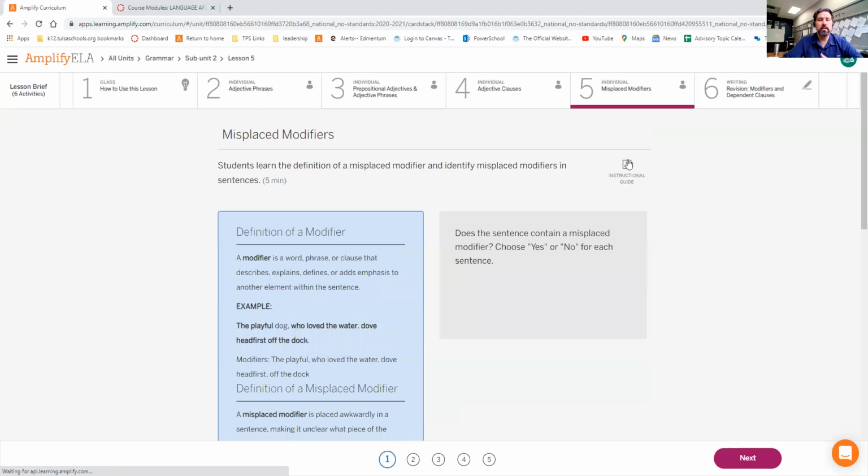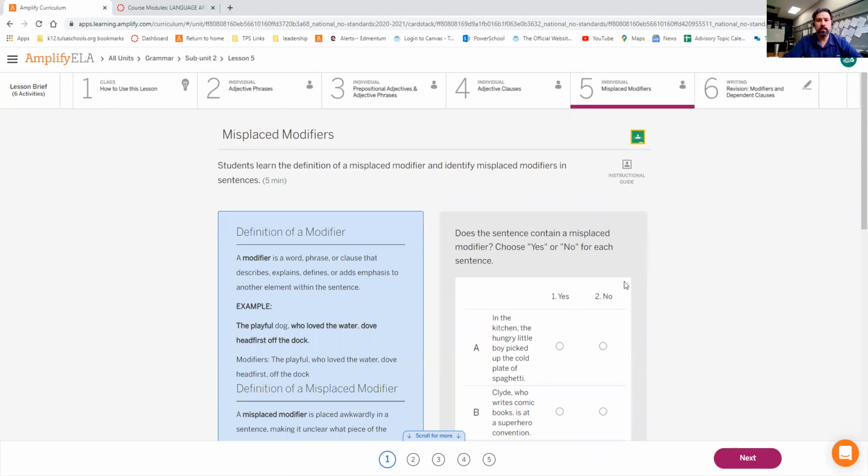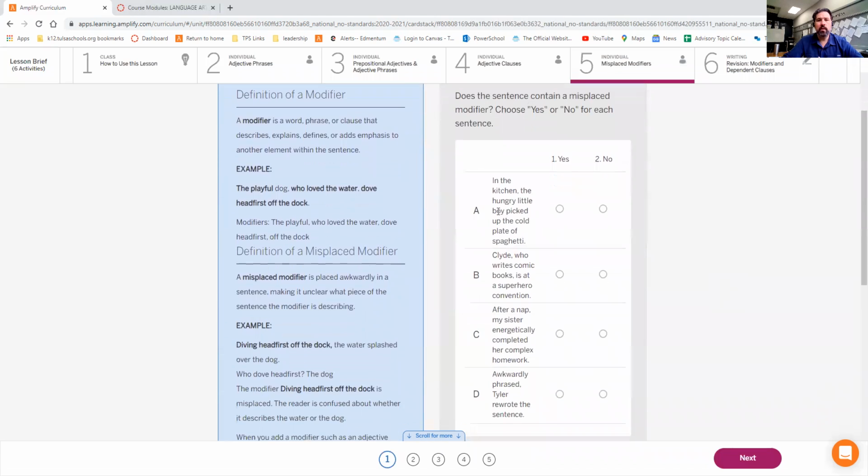We'll go to number 5. This is a tough one, but this is also a really important thing to get straight. Misplaced modifiers make things confusing, okay? I don't necessarily like the first example because it's not that bad, but the last one here is. So I'm gonna go through these real fast. When you put a modifier in the wrong spot, people might think you're describing something else, and I'll show you what I mean by that. In the kitchen, the hungry little boy picked up the cold plate of spaghetti. It should instead say, the hungry little boy picked up the cold plate of spaghetti in the kitchen. Because what was in the kitchen? The spaghetti. The little boy may or may not have been, but the spaghetti was.